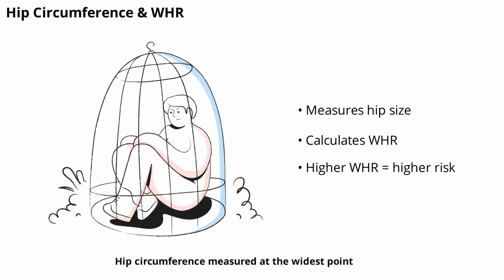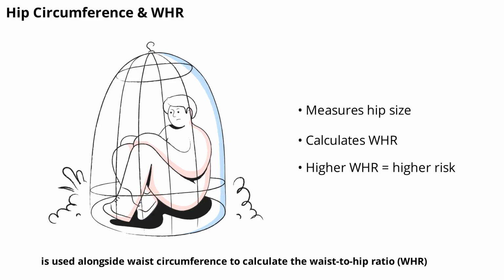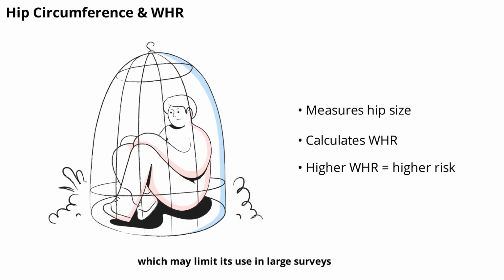Hip circumference, measured at the widest point, is used alongside waist circumference to calculate the waist-to-hip ratio, WHR. WHR distinguishes between fat stored in the abdomen and hips, with higher ratios indicating greater risk for diabetes and heart disease. However, measurement errors can occur, especially between different observers, which may limit its use in large surveys.